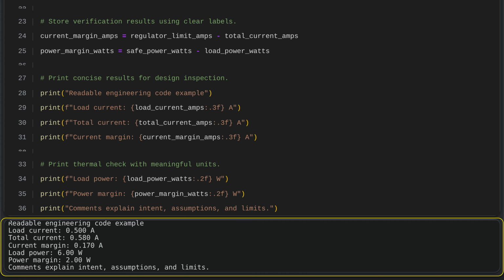This script checks whether a circuit design stays within safe electrical limits. It uses the supply voltage, load resistance, and sensor current to estimate the load current, total current, and remaining current margin against a 0.75 amp regulator limit. It also calculates load power and compares it with an 8-watt safety limit. The printed results summarize current, power, and margins, so the design can be verified for safe operation.